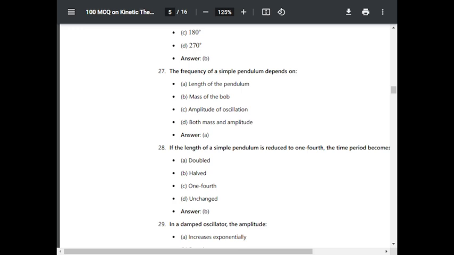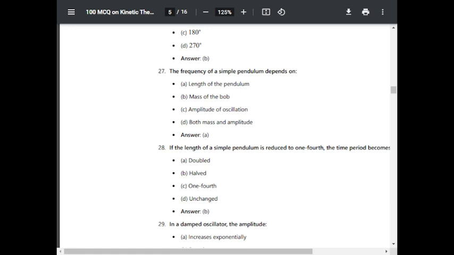Question number 27. The frequency of a simple pendulum depends upon: option A, length of pendulum; option B, mass of bob; option C, amplitude of oscillation; option D, mass and amplitude. The correct answer is A, length of the pendulum. The frequency of a simple pendulum depends upon the length of the pendulum.